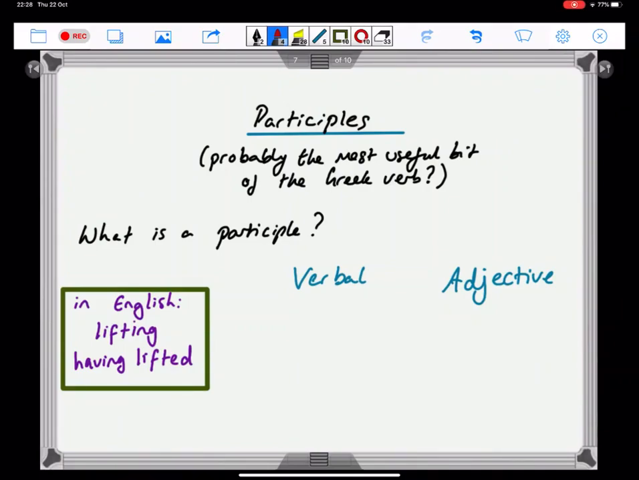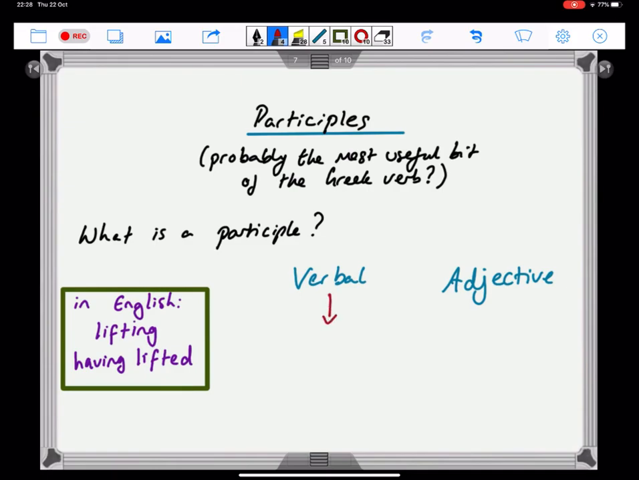In the first part of chapter 7, you learned about imperatives and infinitives, how to order people around, and then how to use an infinitive, the to-do bit. Now we need to think about participles, probably the most useful bit of the Greek verb. First of all, I want to think about what is a participle. It's glossed as a verbal adjective.